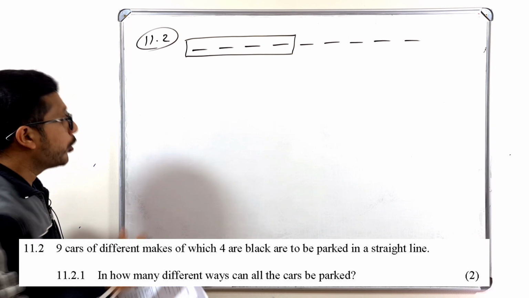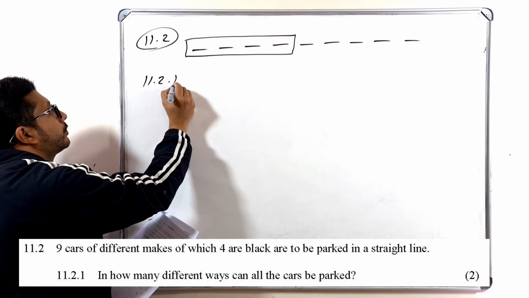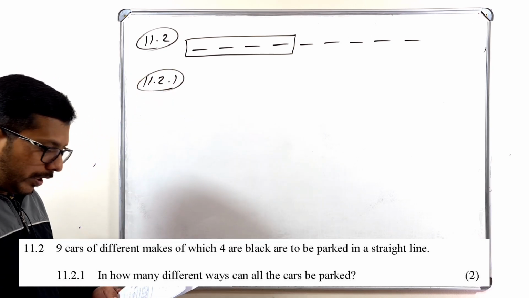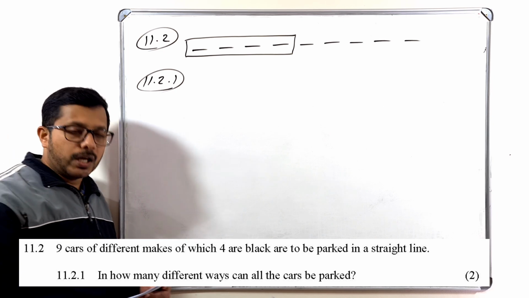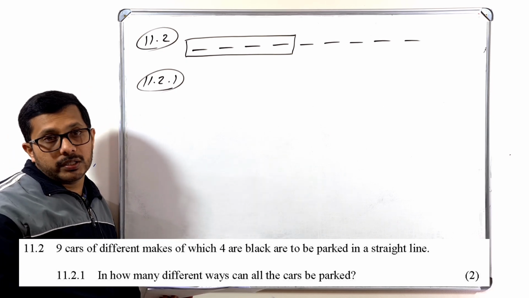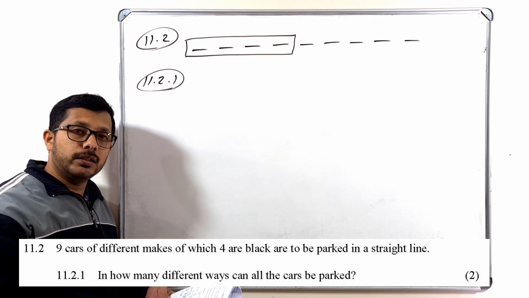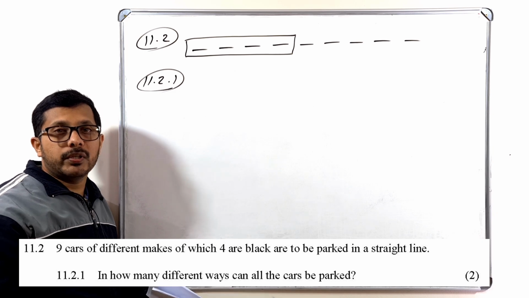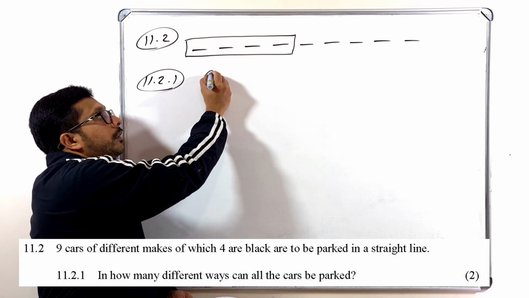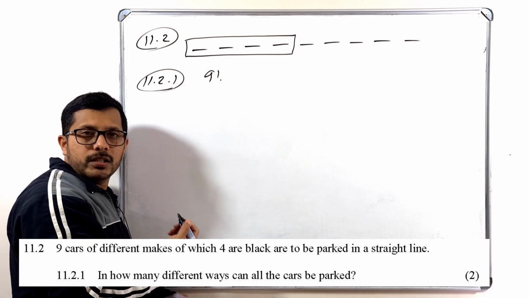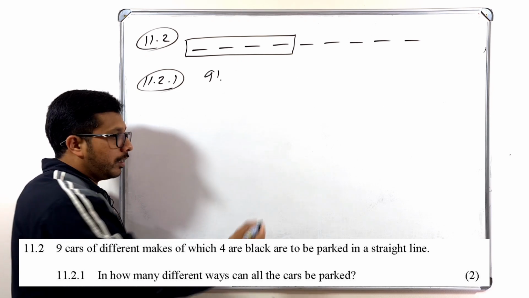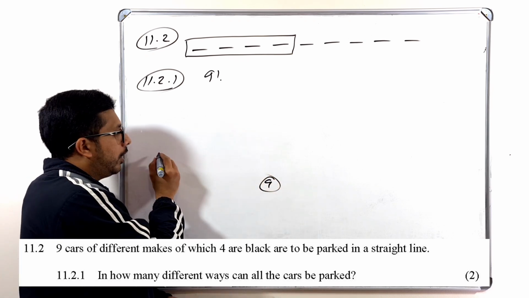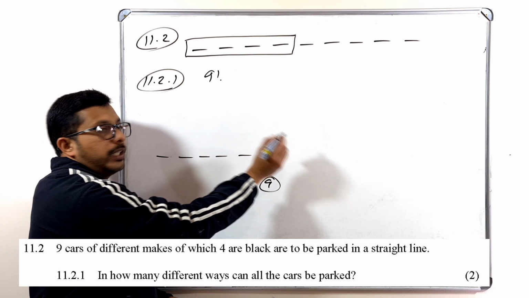11.2.1, first question. In how many different ways can all the cars be parked? Now the condition is nothing. How many cars are there? 9. So how many different ways can we park? That is 9 factorial. Why is it like that? How many cars are there? 9 cars. Am I right? How many parking spaces? 1, 2, 3, 4, 5, 9 spaces.